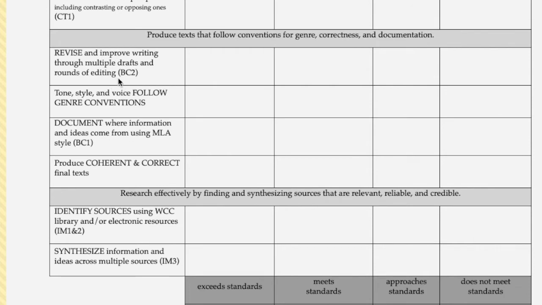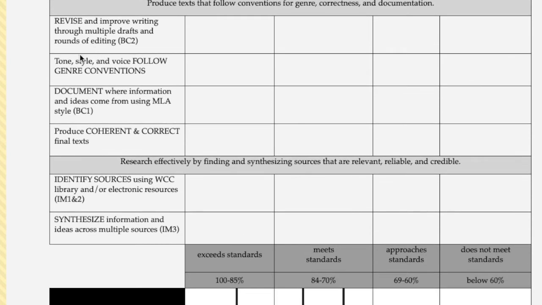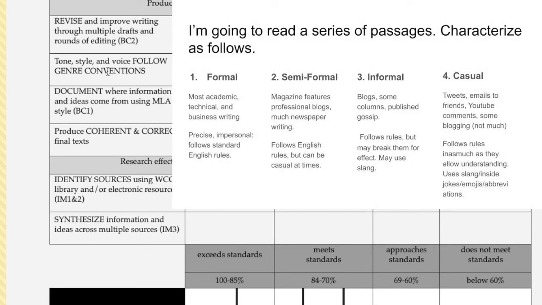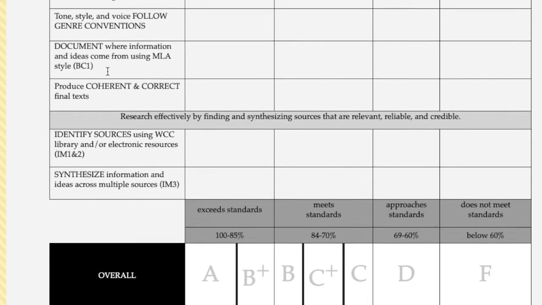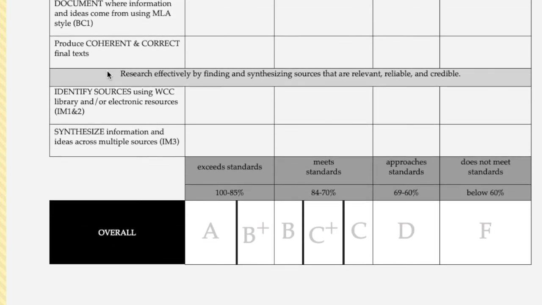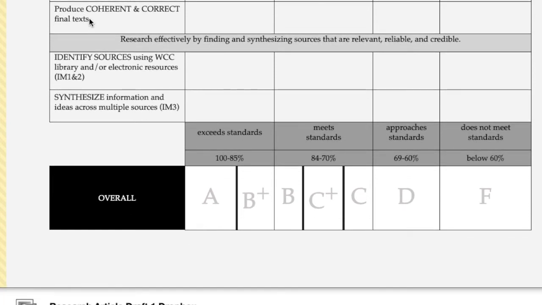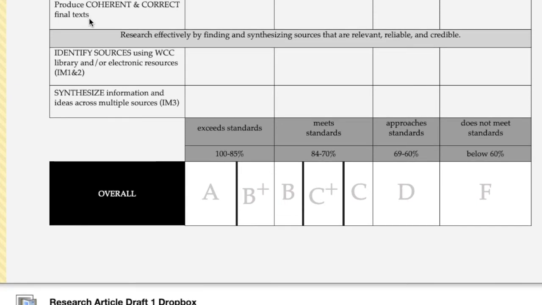Is there evidence that you've revised? Do you follow academic voice? Do you use a professional tone? Those are those kinds of questions. Remember when we spoke about formal, semi-formal, informal, casual? I would shoot for semi-formal here, and that's your genre. Did you document where your ideas come from using MLA style? Did you produce a coherent and correct text? In other words, when I read it, is it grammatical? Is it clear? Is it coherent? Does it make sense?